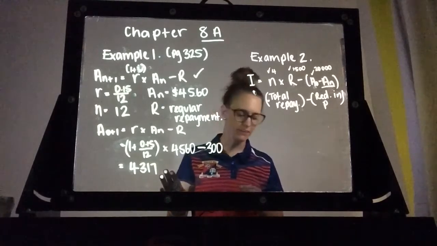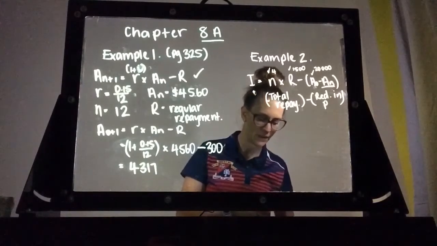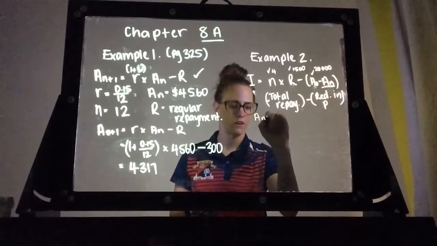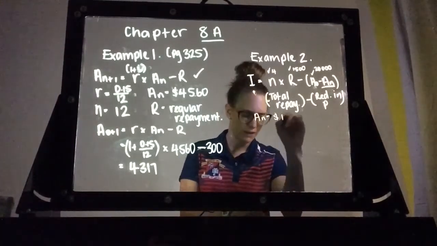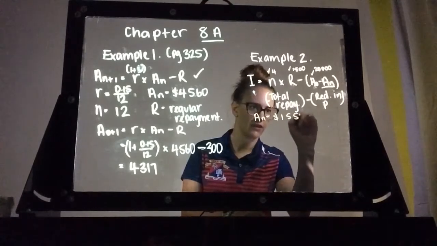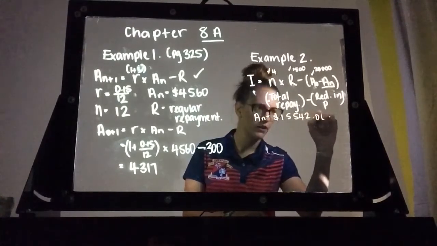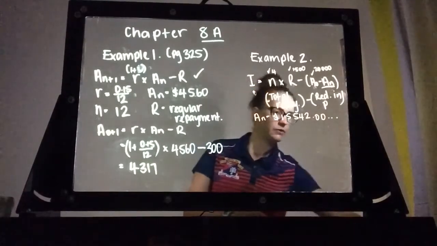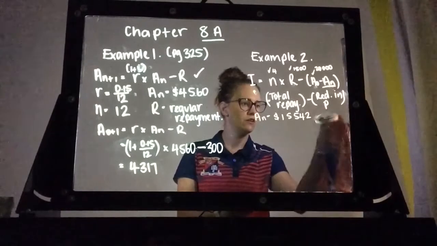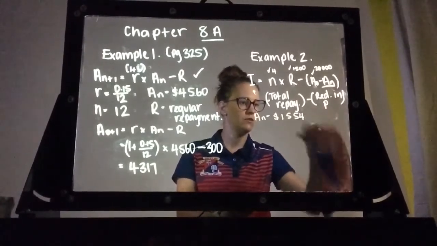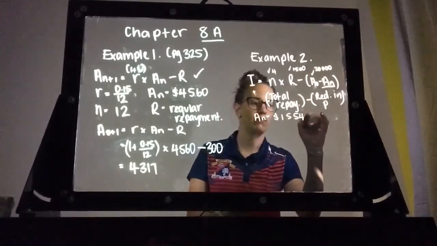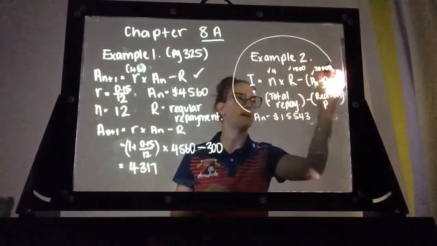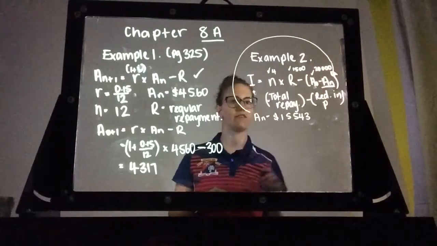Okay, so now that you've applied those compounds, you would hopefully have an AN value of 15,542. Now there was quite a significant decimal. I'm rounding that to 2 decimal places. So if I was to do that, I would have $15,543. So now I've got this missing piece of information that I can use to apply the formula.